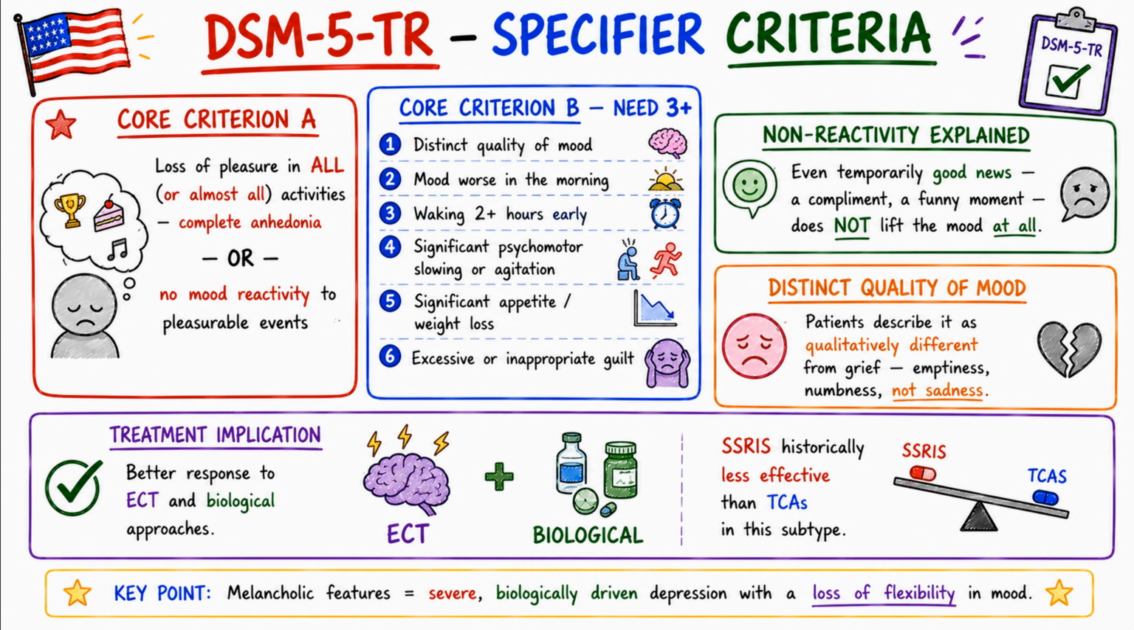Why does this subtype matter clinically? Because it predicts what will work. ECT is highly effective in melancholic depression. Historically, tricyclics outperformed SSRIs in this subtype. It tells you this patient likely needs a more biological, aggressive treatment approach.